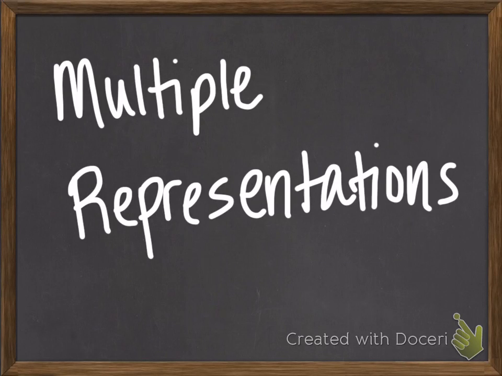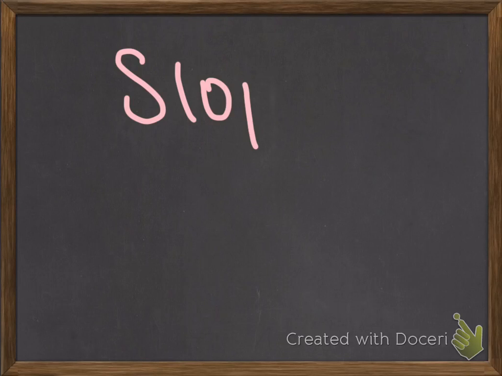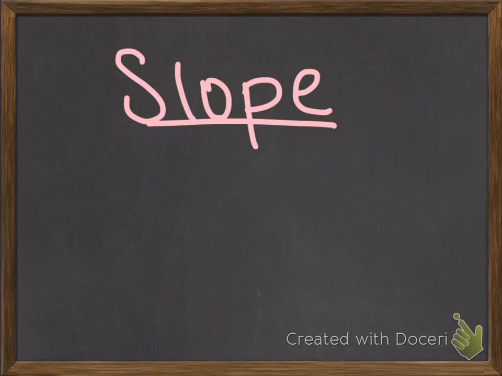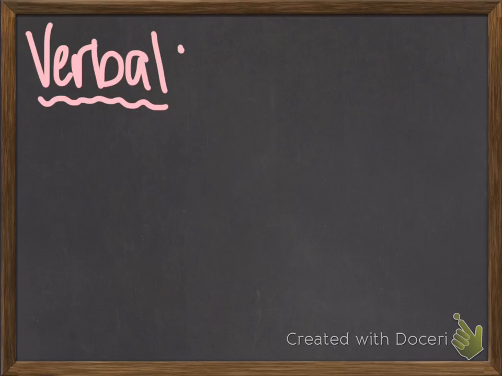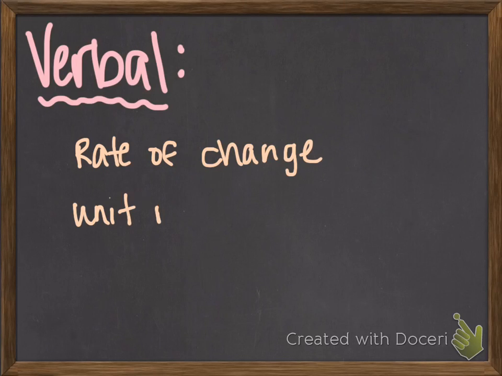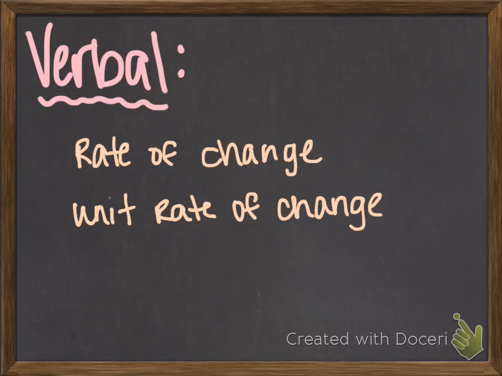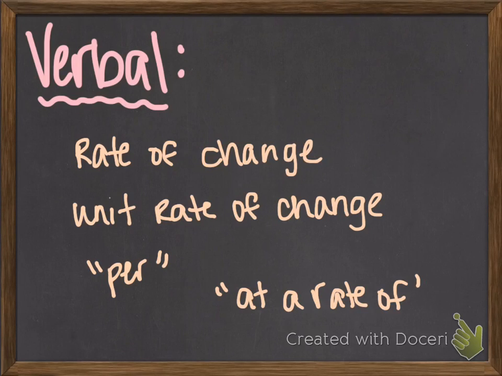The first topic in this section of the unit is multiple representations. On our graphic organizer, we're going to write slope on the concept line. We're going to look at how slope shows up in various forms. The first one we're looking at is verbal. If you see the words rate of change, unit rate, per, or at a rate of, those are all talking about slope.